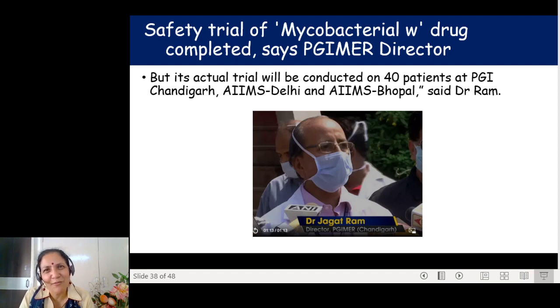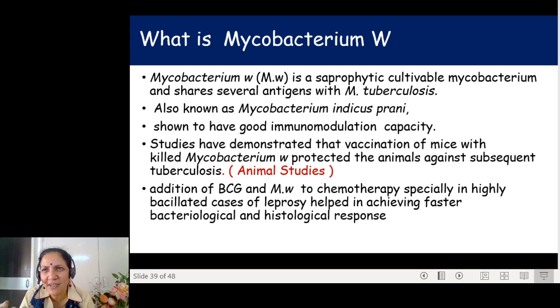It takes time. The news was related to the safety trial of a Mycobacterium w drug, which our director said was being conducted on 40 patients in our institute, AIIMS Delhi and AIIMS Bhopal. This is a saprophytic cultivable mycobacterium sharing several antigens with Mycobacterium tuberculosis. It's basically an immunomodulator. Studies have demonstrated that vaccination of mice with this Mycobacterium w protected the animals against subsequent tuberculosis, and addition of BCG and Mw to chemotherapy helped in achieving faster bacteriological and histological response. So this wasn't a vaccine trial.